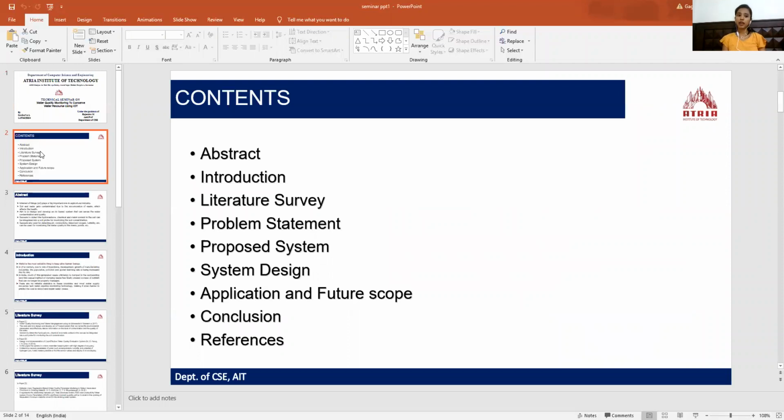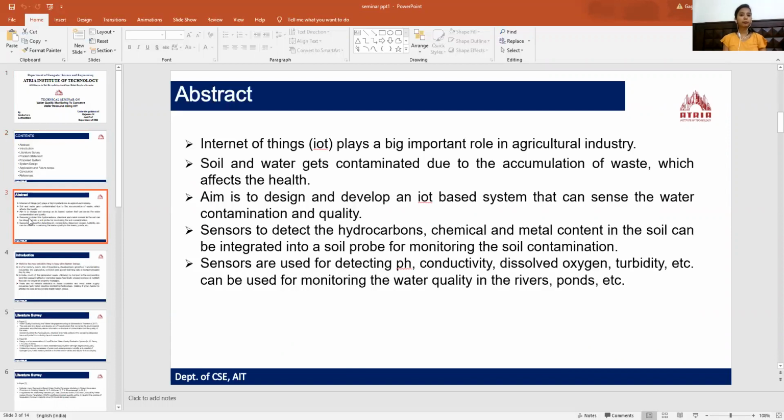The contents are abstract, introduction, literature survey, problem statement, proposed system design, application and future scope, conclusion and reference. Let's move on to the abstract part.